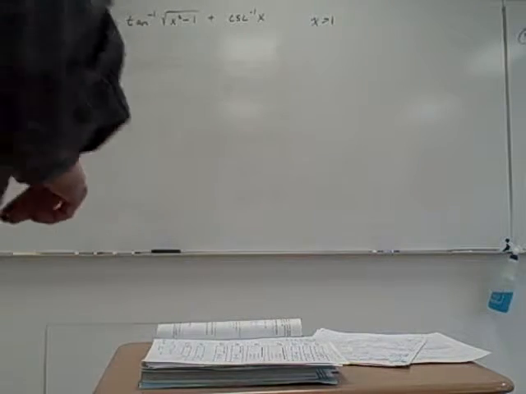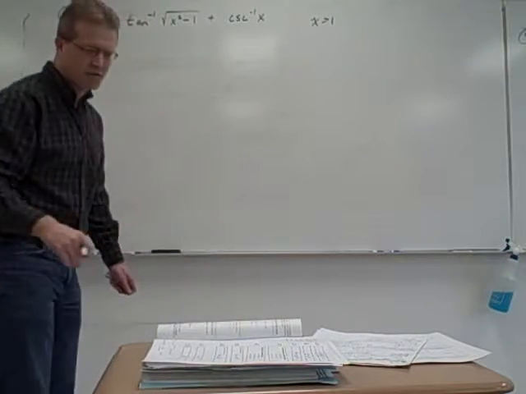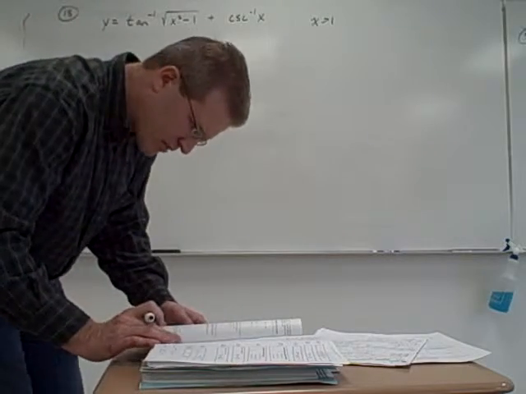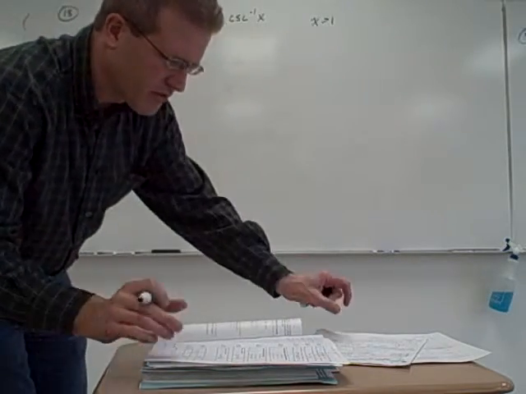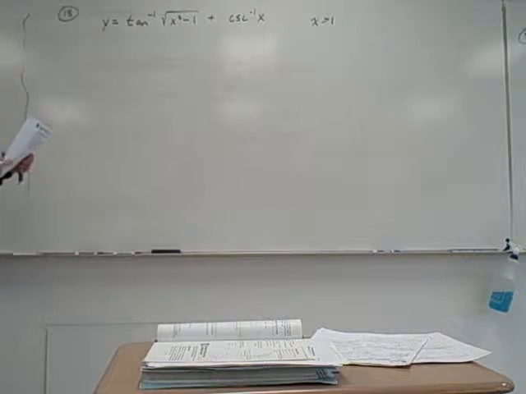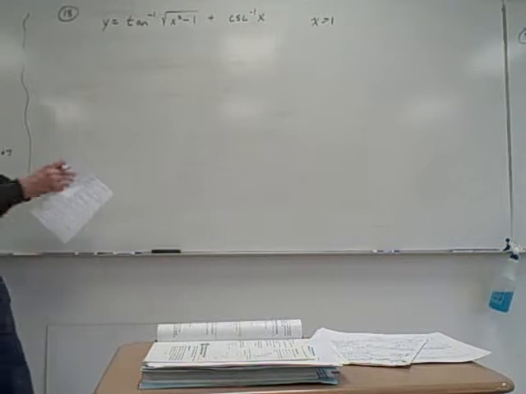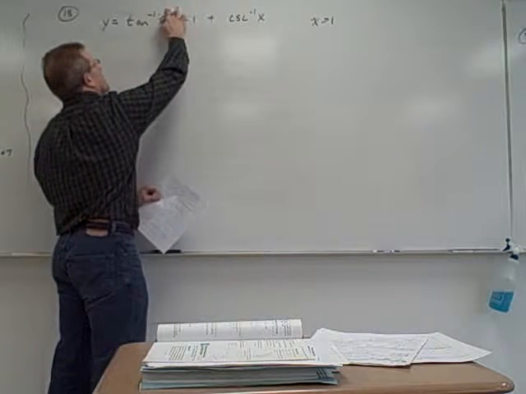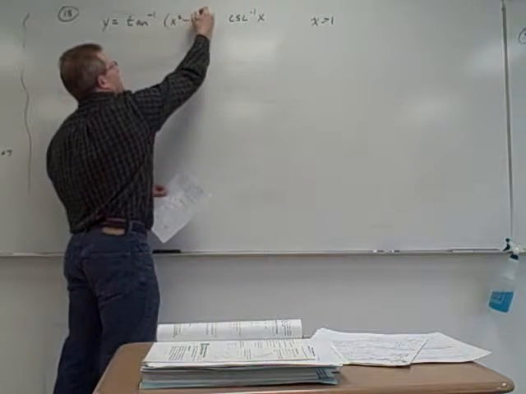All right, this is number 15 on lesson 3.8. We've got an inverse tangent first. Inverse tangent trig function. We need to take the derivative of. First thing I'd probably do is change this to x squared minus 1 to the half power instead of the square root.